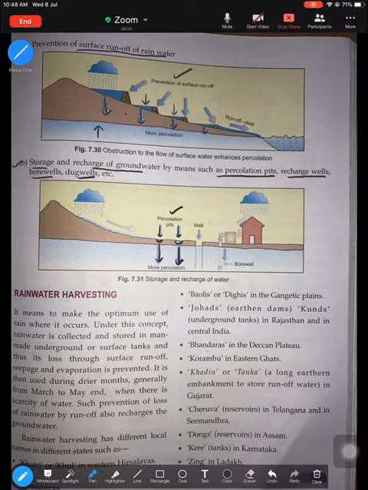So watershed management is one of the effective measures to conserve water, because it can help us increase the underground water which has been excessively used, and we must ensure that this is done in an effective manner.